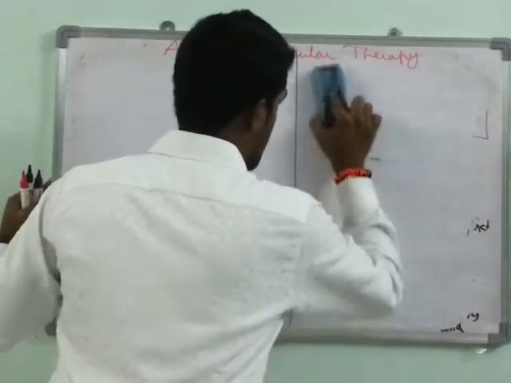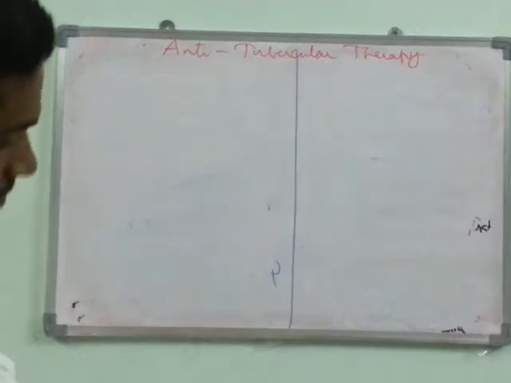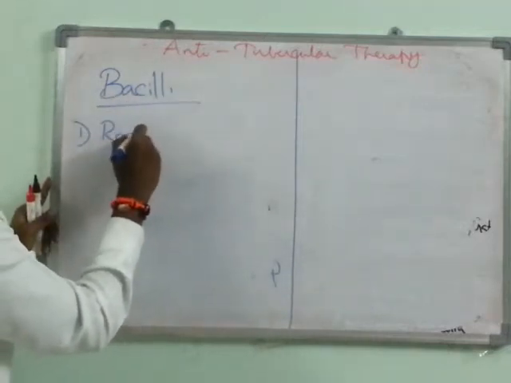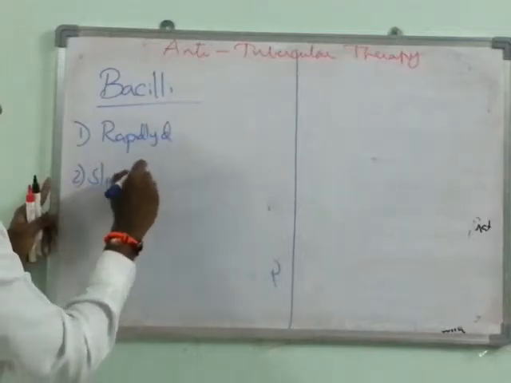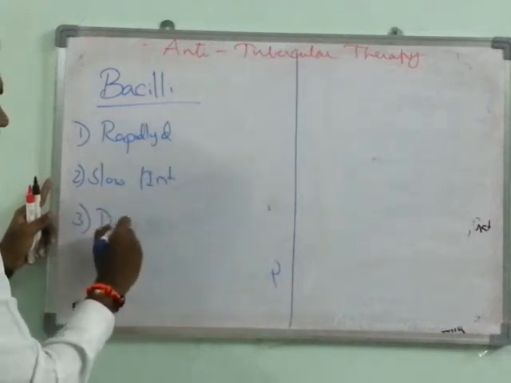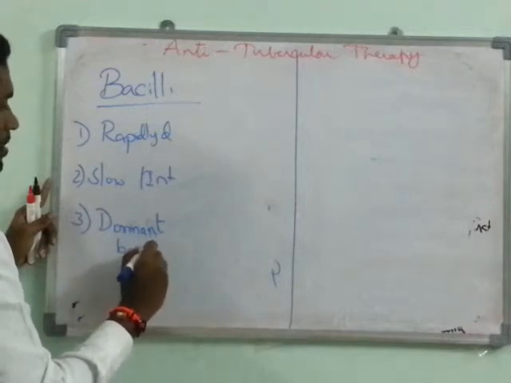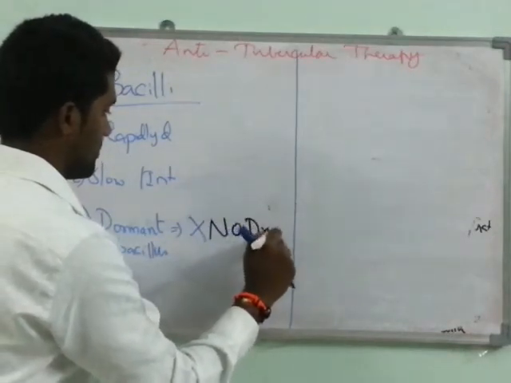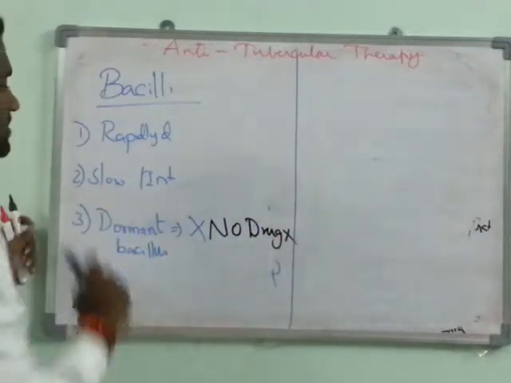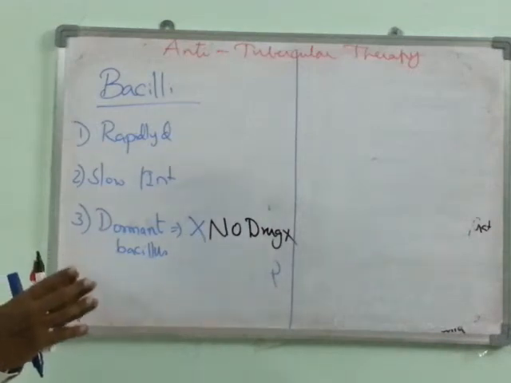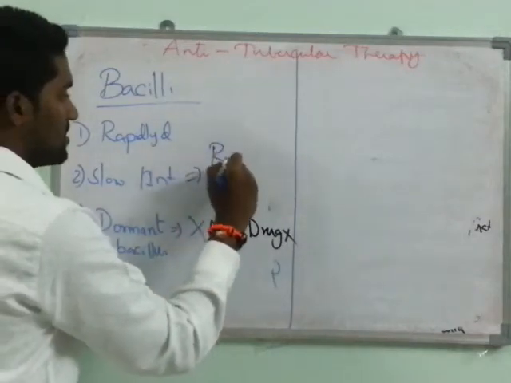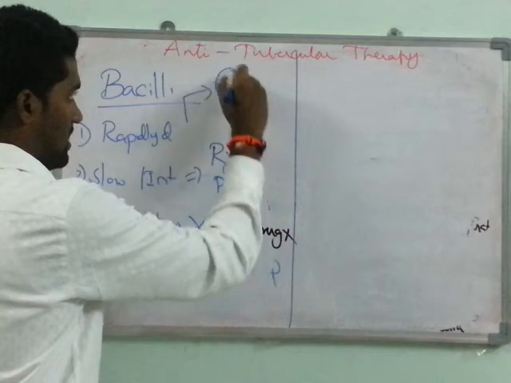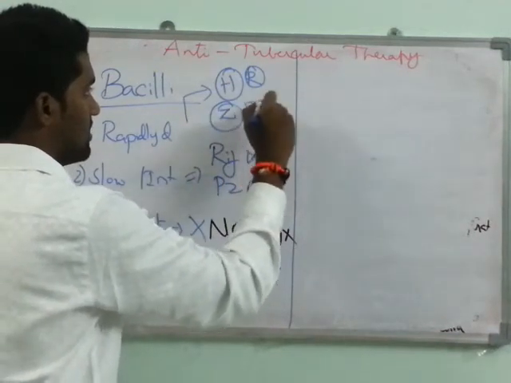Now first, before learning about the different actions of anti-tubercular drugs, let us see some points about bacilli. Tubercular bacilli are usually rapidly dividing bacilli, slow or intermittently dividing bacilli, and the third one is dormant bacilli. According to the present concept, no drug acts against dormant bacilli. Regarding slow or intermittent dividing bacilli, sometimes called persisters, sometimes called subdormant bacilli, Rifampicin and pyrazinamide act very well. Against rapidly dividing bacilli, usually H, R, Z, E, S.